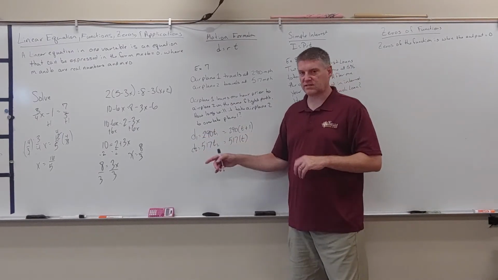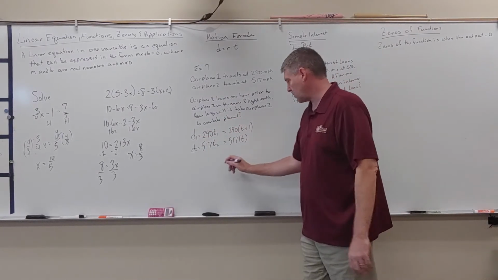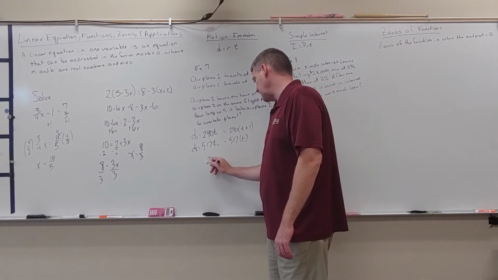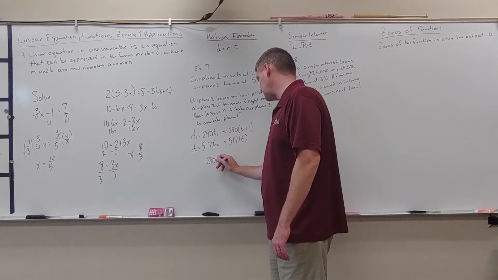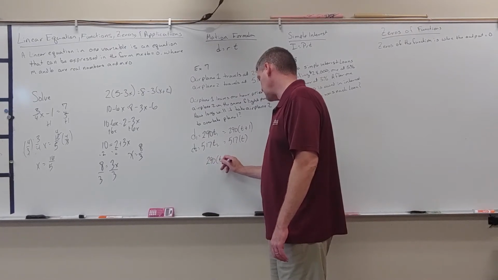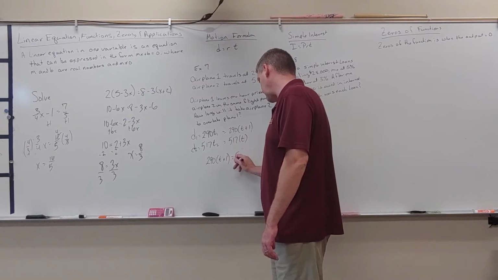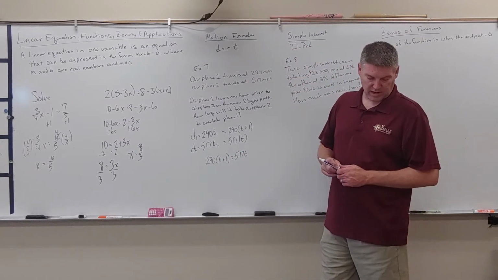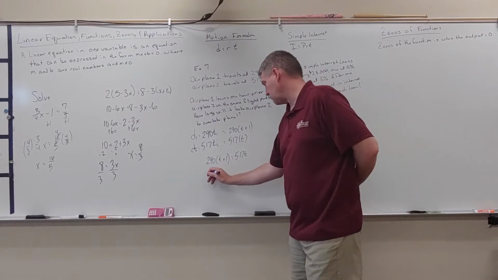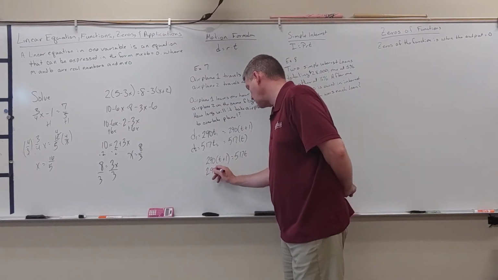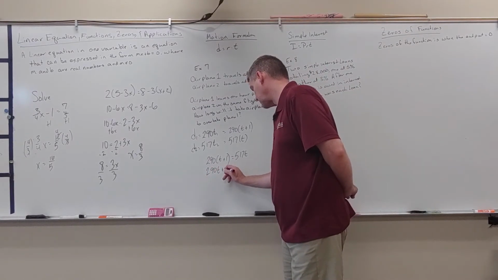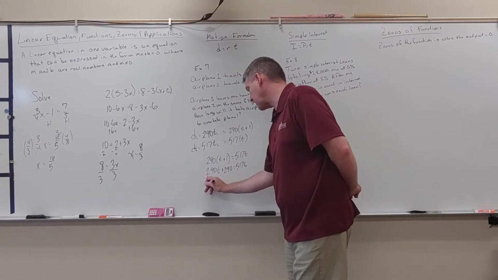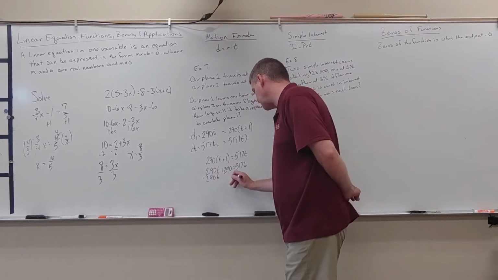Now, my distances have to be the same for it to overtake, so I'm going to set these equal to each other. 290 times t plus 1 equals 517t. All right, and I'm going to go ahead and distribute this out, and then I'm going to subtract off 290t from both sides.